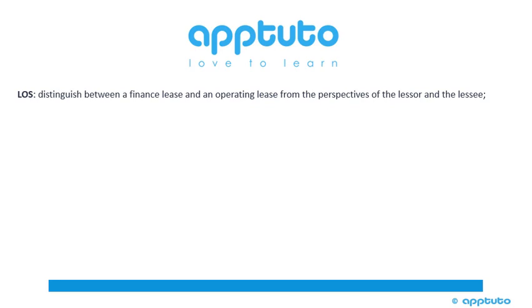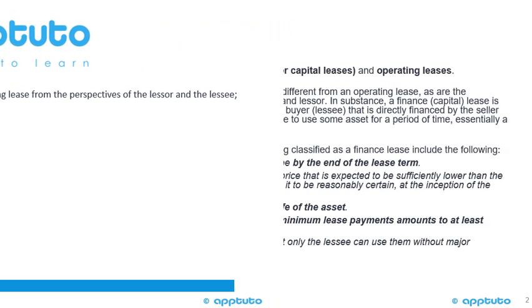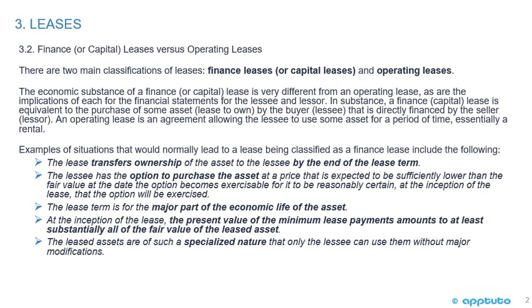This LOS distinguishes between a finance lease and an operating lease from the perspectives of the lessor and the lessee. Leases: finance or capital leases versus operating leases. There are two main classifications of leases: finance leases or capital leases, and operating leases. The economic substance of a finance or capital lease is very different from an operating lease, as are the implications of each for the financial statements for the lessee and the lessor.